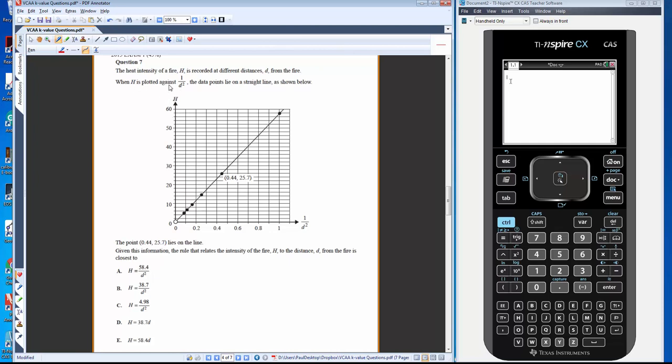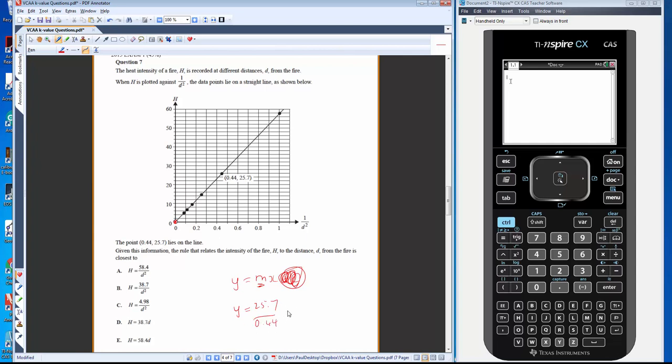Alright, so what we're going to do is again note that they all go through the origin. So we're going to get the equation of this straight line. It is y equals mx plus c, goes through the origin, so no plus c. Let's work out the gradient. Change in y values is 25.7 over the change in x values, 0.44.